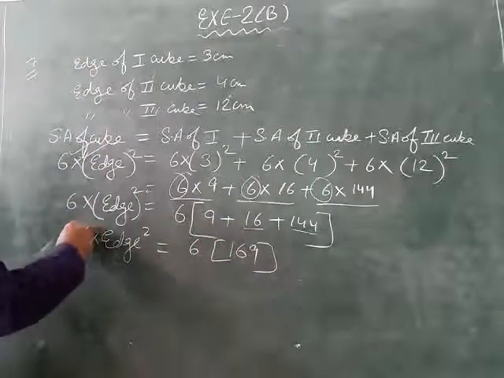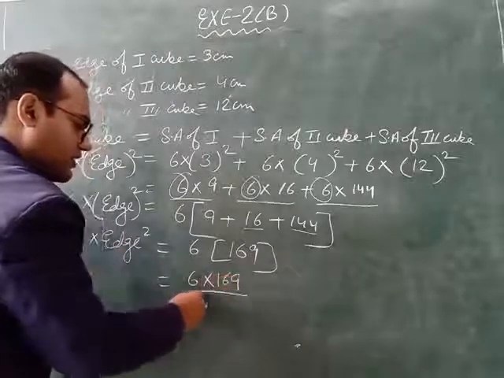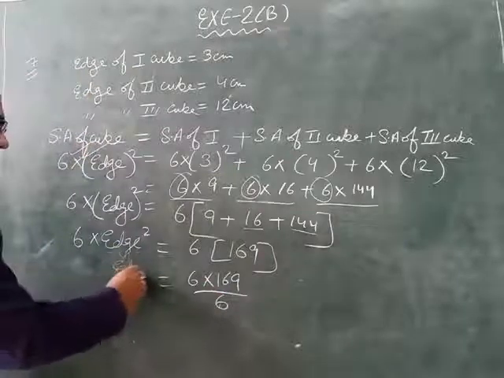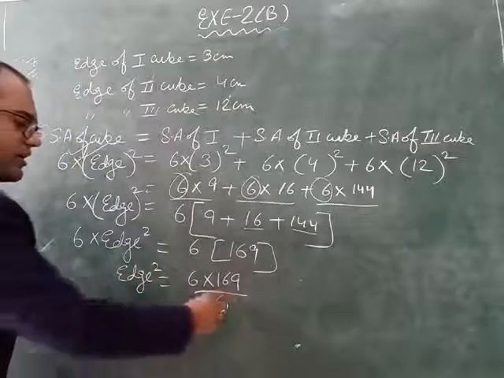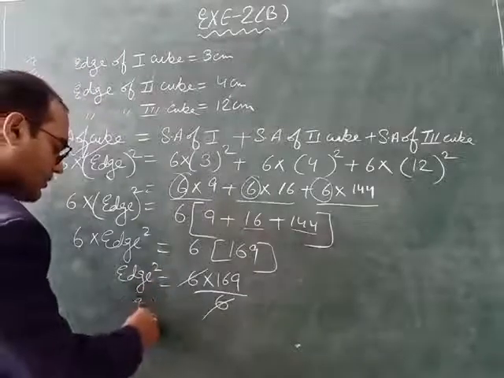Here it is 6 also. This 6 we will bring in divide. So 6 into 169 divide 6. And here on the left hand side h square will be the remaining term. 6 and 6 will get cancelled. So the square we will remove now.